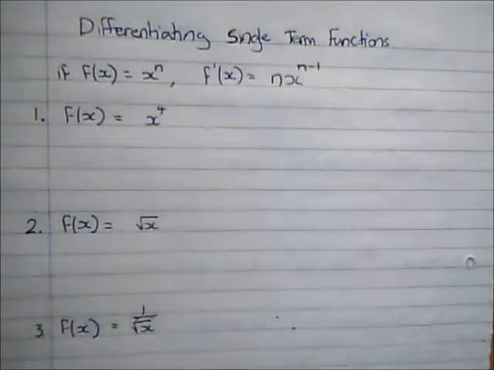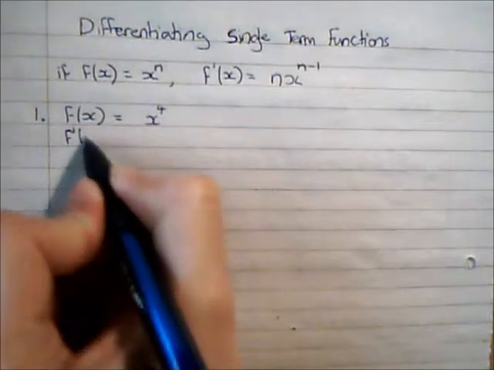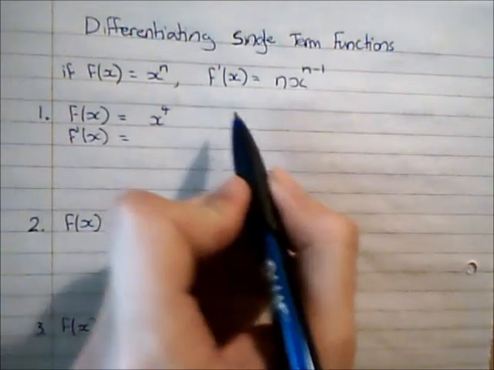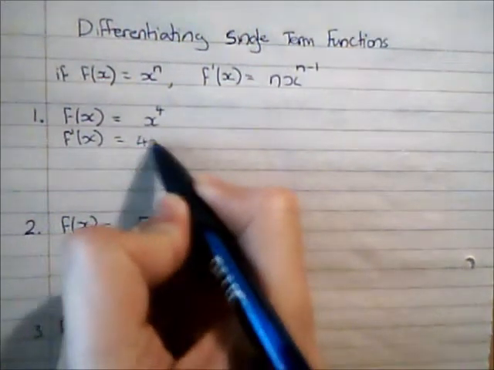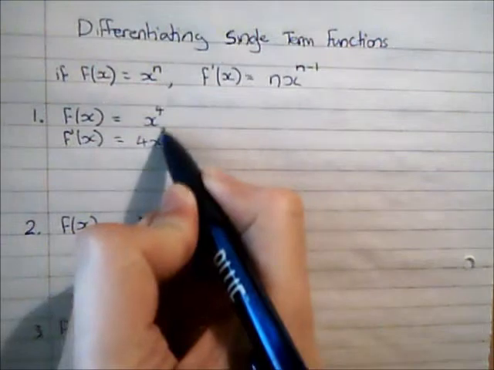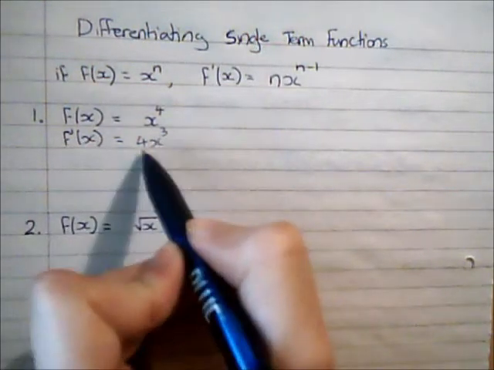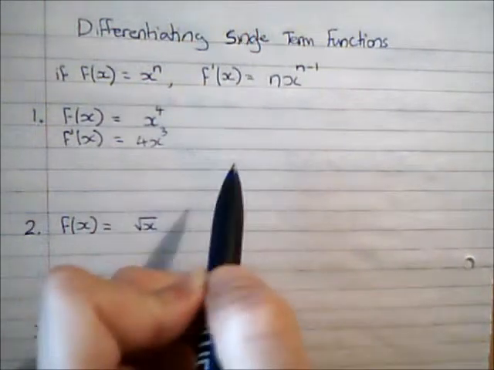So in this first example I'm told that a function of x is x to the power of 4. So the derived function, so f dash x, I'm just going to apply that formula at the top, so I'm going to move the 4 to the front and reduce the power by 1. And this is the gradient function of the function above.